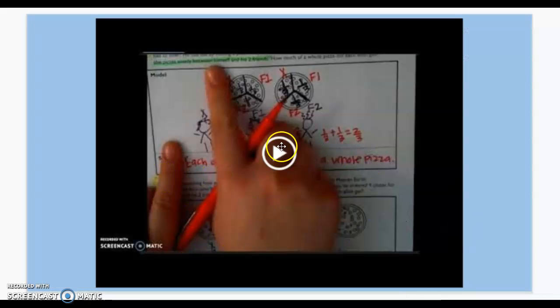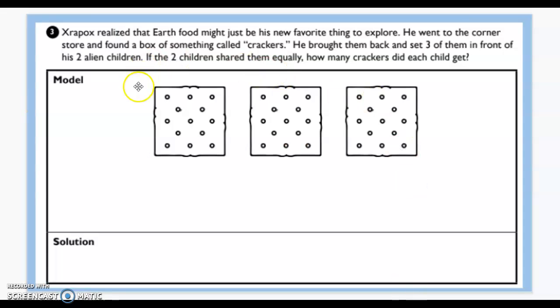And then again, I have another video for you guys here doing the same thing. And then here's another one. You're going to be partitioning these crackers between 2 alien children. So you have 3 crackers and you're splitting them between 2 alien children. How many is each alien child going to receive?